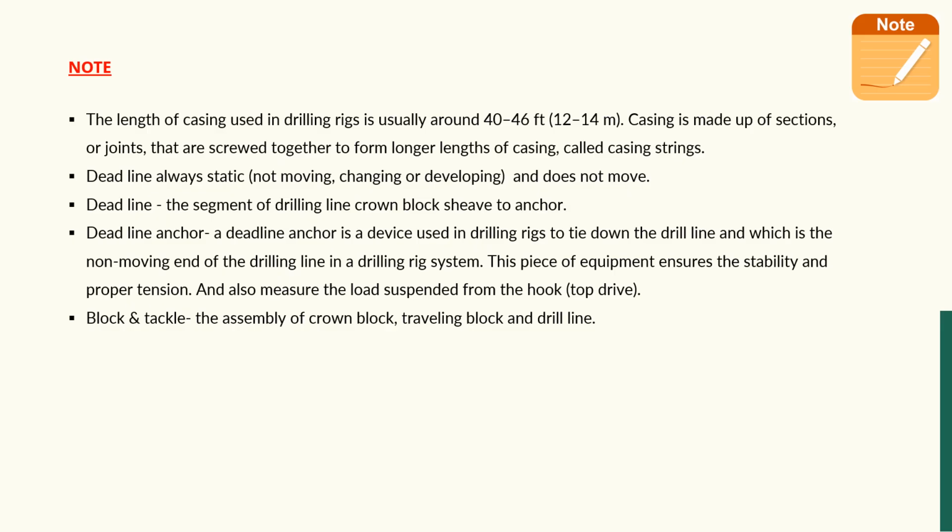Now we have some notes over here. The length of the casing used in a drilling rig is usually around 40 to 46 feet, and the casing is made up of sections or joints that are screwed together to form a longer length of casing called a casing string. When multiple casings are connected, that is called a casing string, and casings are very heavy material. The deadline is always static, not moving.